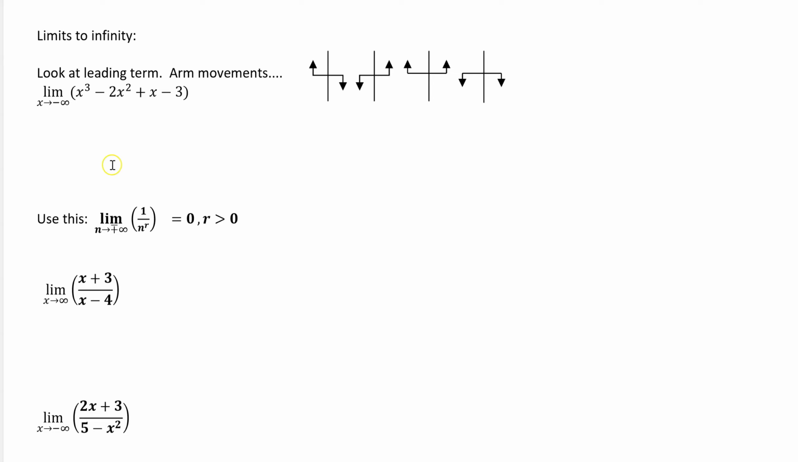So this video is about limits to infinity, and we're going to be looking at polynomials and its big brother, the rational expression, which has a polynomial for the numerator and a polynomial for the denominator. So let's look at polynomials. When you go to infinity, the leading term is the one that decides what is actually going to happen to this function. And here's why.